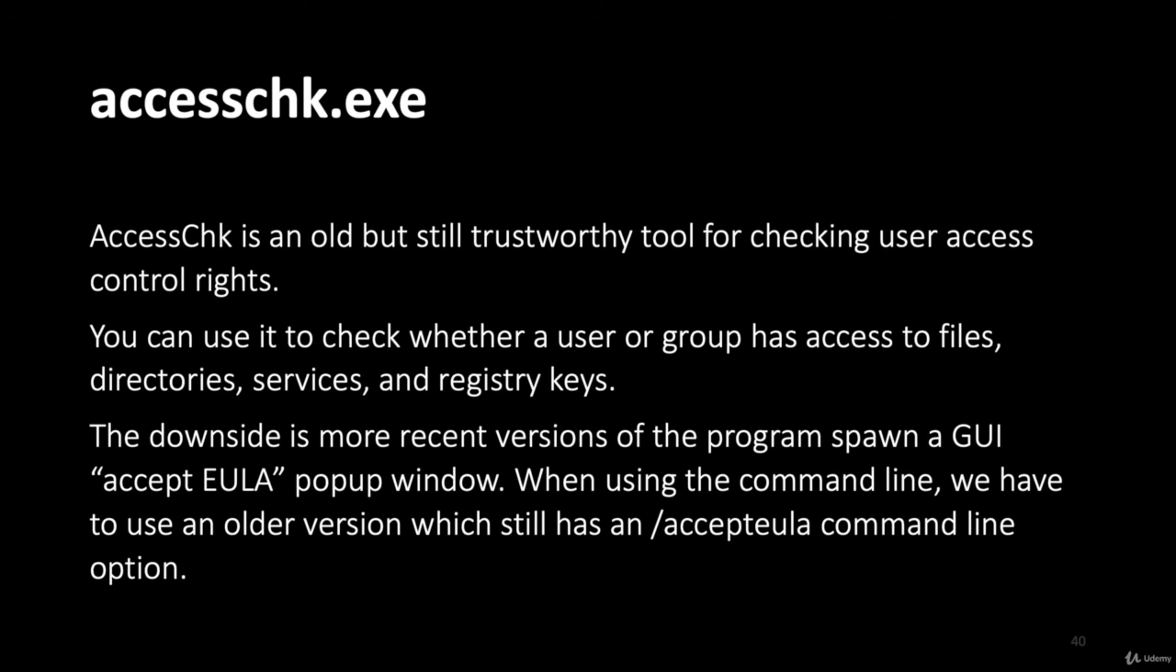AccessChk is an old but trustworthy tool for checking access permissions. With it, you can check whether a certain user or group has permissions over a file, service, registry, or even a process. You can also list the full permissions for specific resources. The downside of AccessChk is that on first use you must accept a EULA, which appears as a pop-up window. This is fine if you have access via RDP, but since a lot of the time we only have access via a shell, the version of AccessChk that comes with the course is an older version, which has a command line option to accept the EULA.